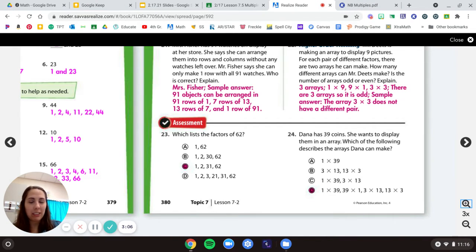Check in. How do you think you're feeling about finding factors? Okay, now let's look at our notebook page for today.